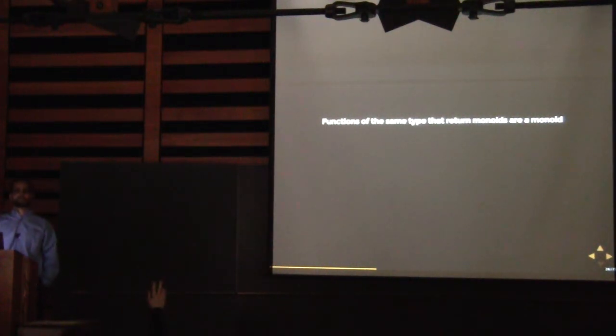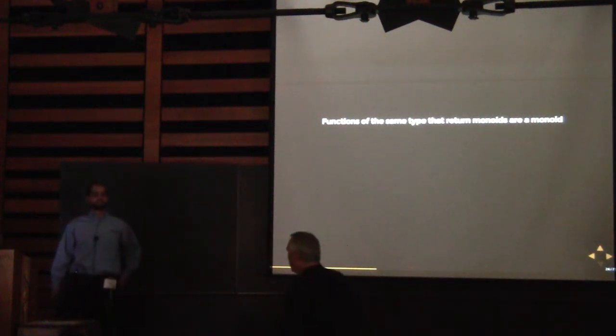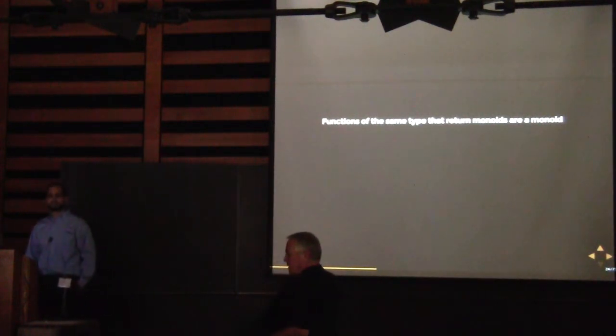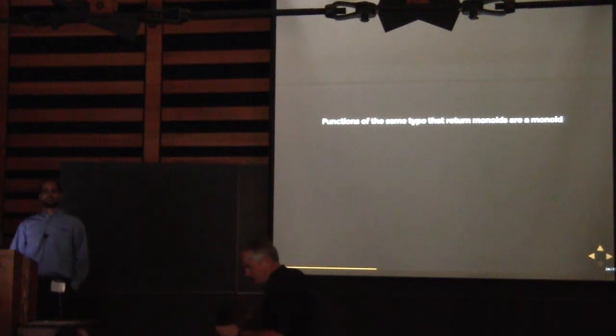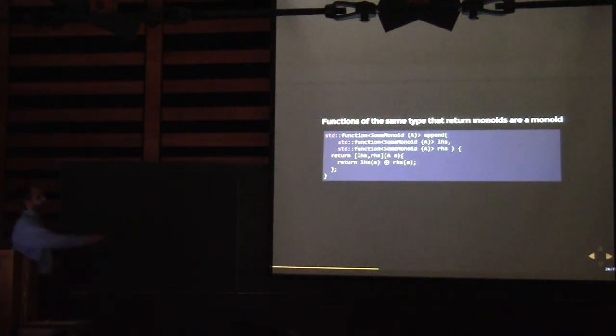Okay, so we have functions that have the same input type and the same result type, and the result type happens to be a monoid. What's the operation to make a monoid out of these things? Call the functions. Well, you can call both functions and apply the operation on the return value. Yes, you can call both of the functions and apply the operation on the return value.